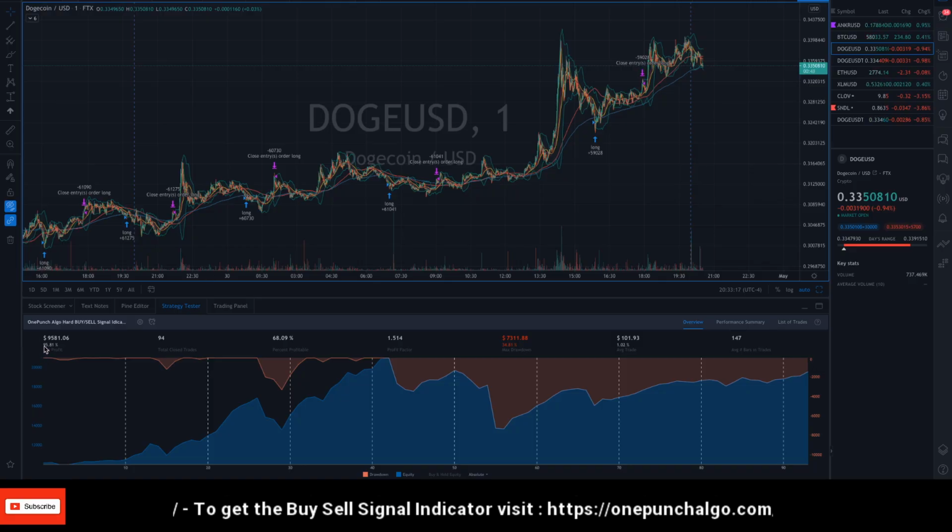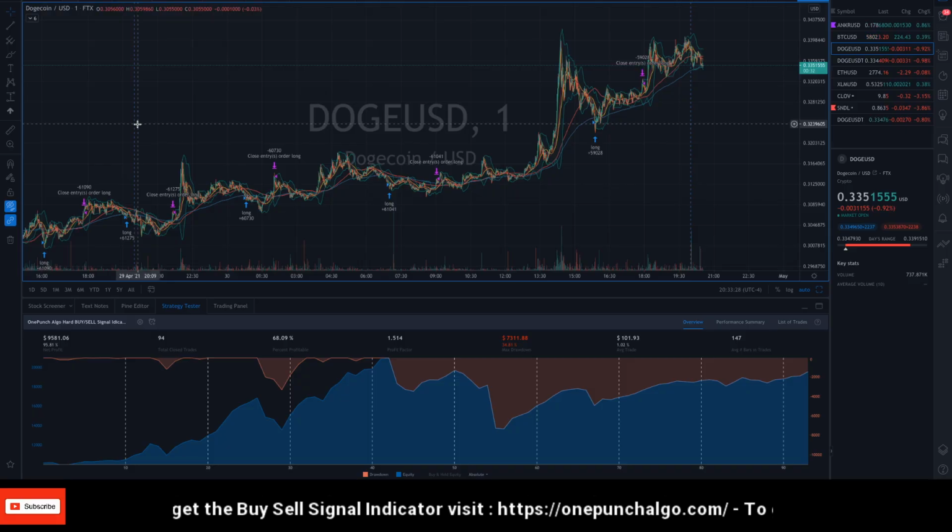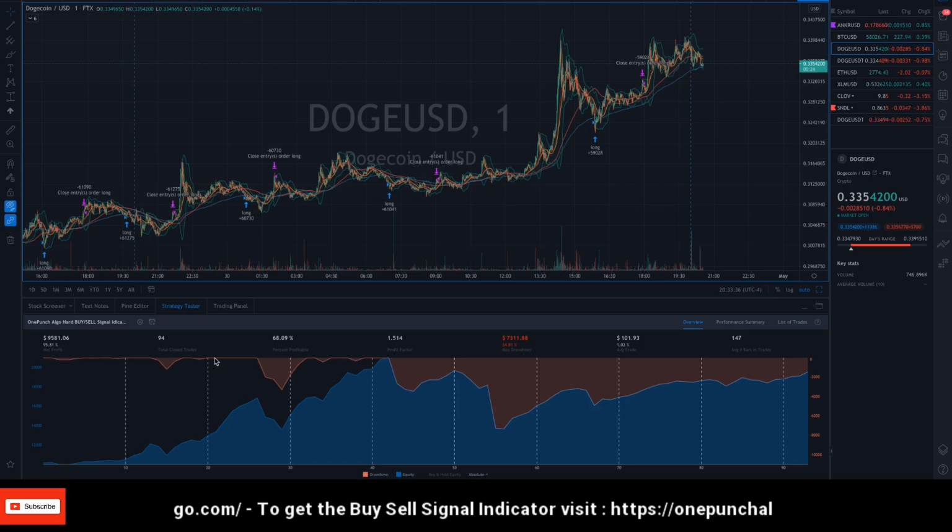This first one, which says net profit here, is the net profit if you use OnePunch ALGO for the April month with the timeline of 1 minute. So Dogecoin actually did really well. So how could we test OnePunch ALGO, if you were to buy and hold versus let the algo decide when to buy and sell, or actually not decide, actually show when to buy and sell.